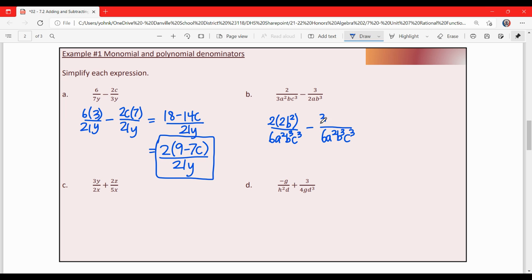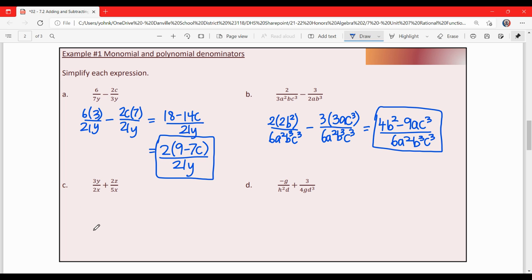Top of the other fraction, I got a 3 there. So now I ask myself, I got to multiply 2 by 3 to get 6, so I put a 3 there. I need a to be a squared, so I need another a. I need b cubed to be b cubed, so I'm good. And then I need to also include a c cubed. So that gives me 4b squared minus 9ac cubed. And on the bottom, I have 6a squared b cubed c cubed. The c cubes cannot simplify away because they're attached with subtraction in the numerator.